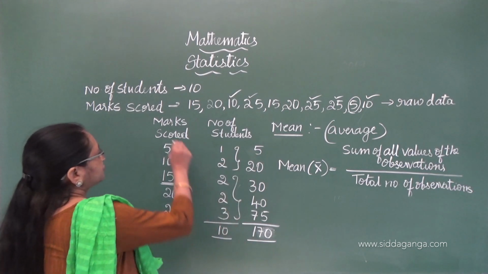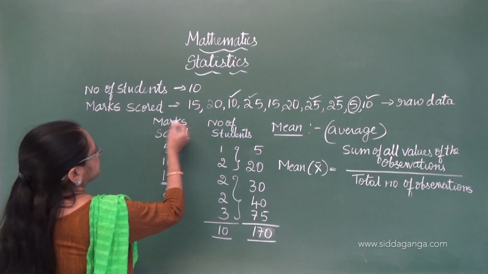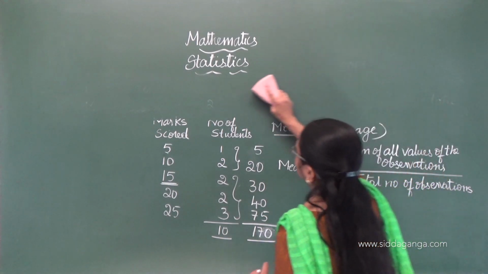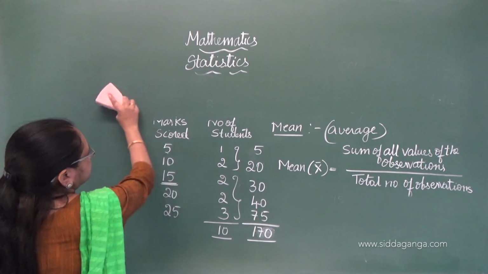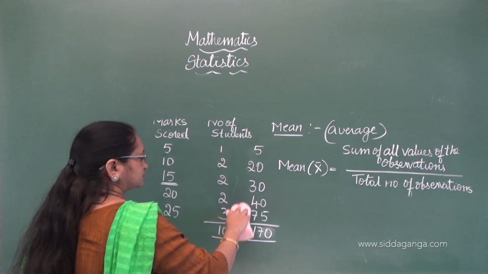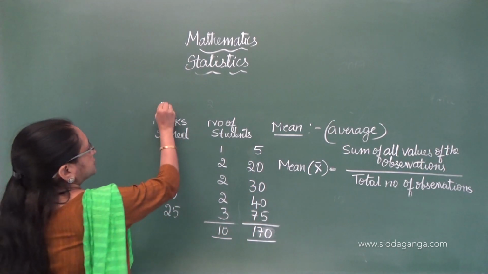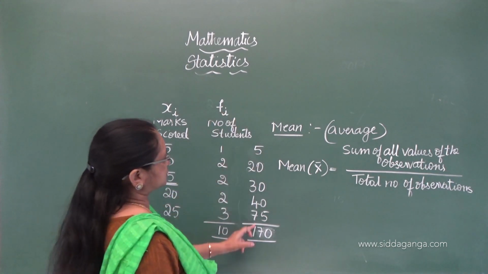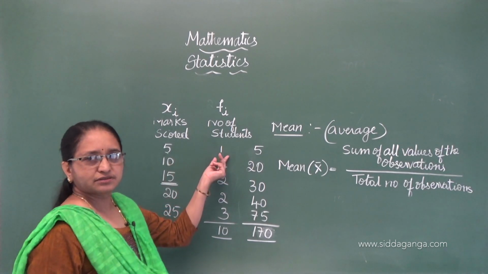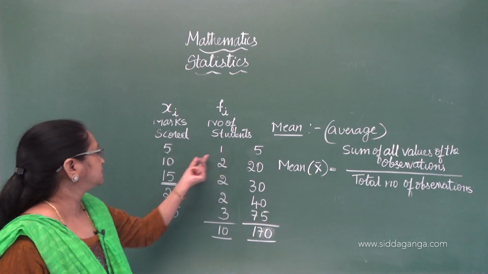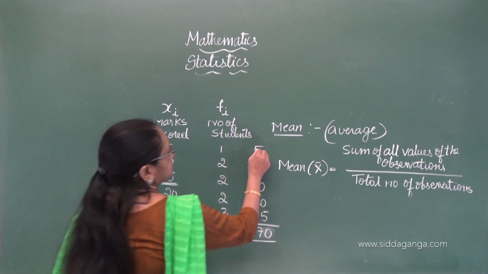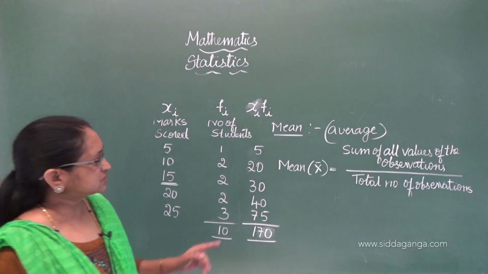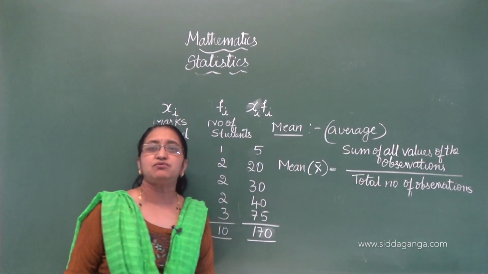So what I did actually, see, if this is represented as xi, the marks, and this as fi, the number of students, and in this column I did xi into fi, correct? I have multiplied the marks into the number of students, that is marks 10 into 2, 20. So this can be written as xi fi. Okay. So this is nothing but the sum of all the values of the observation.